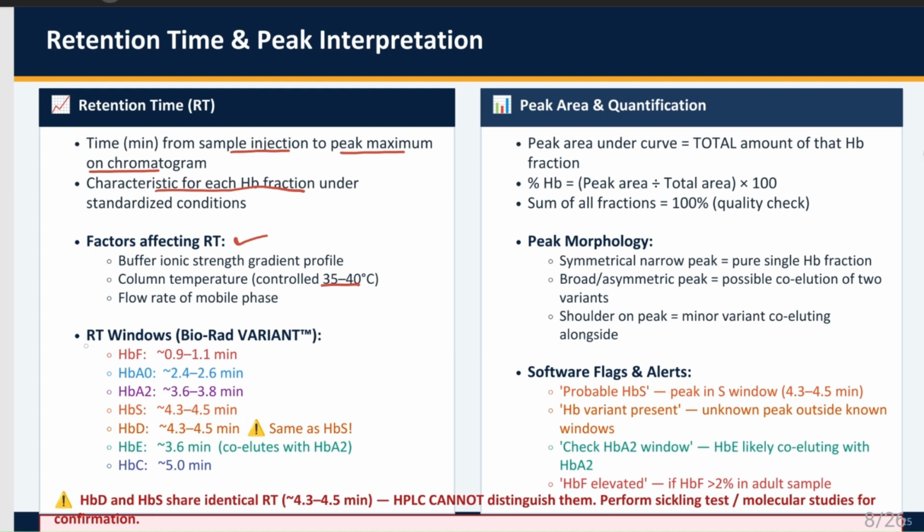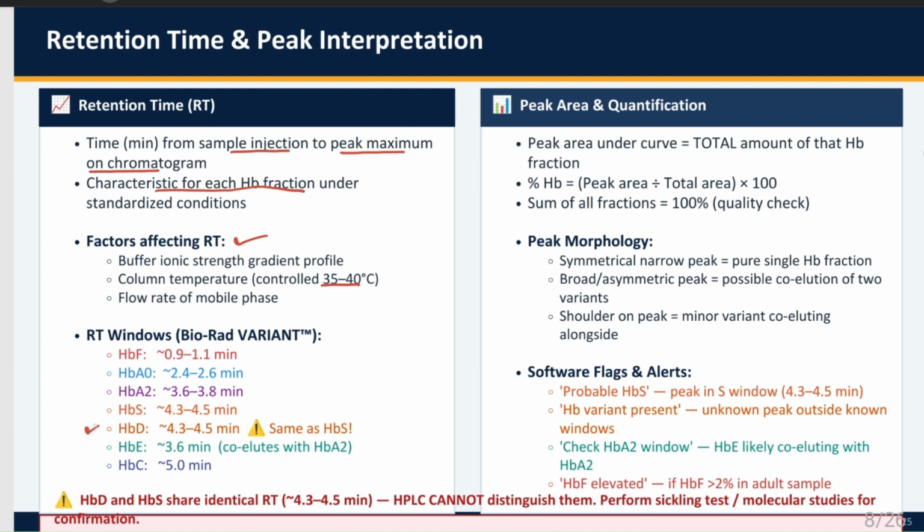There is a characteristic retention time for each hemoglobin fraction. Hence, for fetal hemoglobin it is around 0.9 to 1.1 minutes. For adult hemoglobin it is around 2.4 to 2.6 minutes. For HbA2 it is around 3.6 to 3.8 minutes. And likewise, the different structural variants of hemoglobin also show different RT windows.